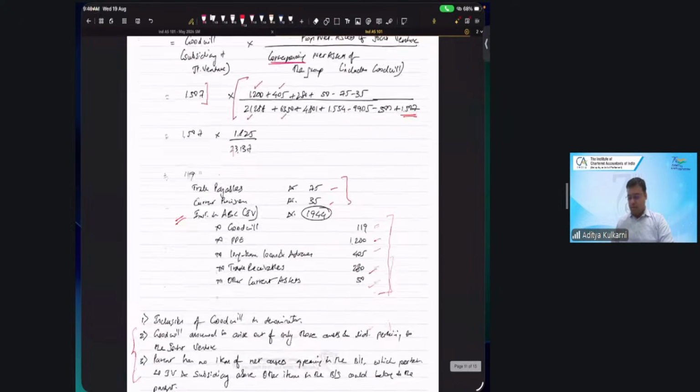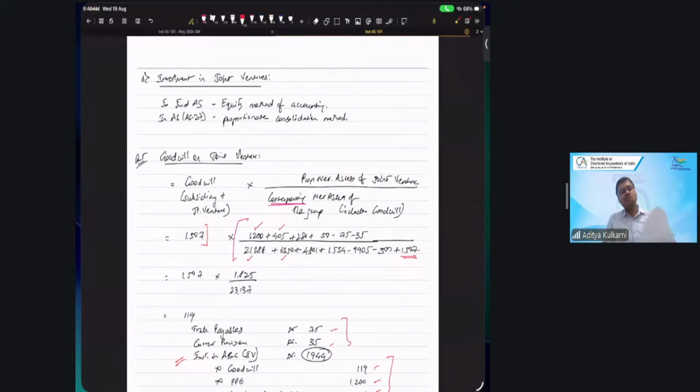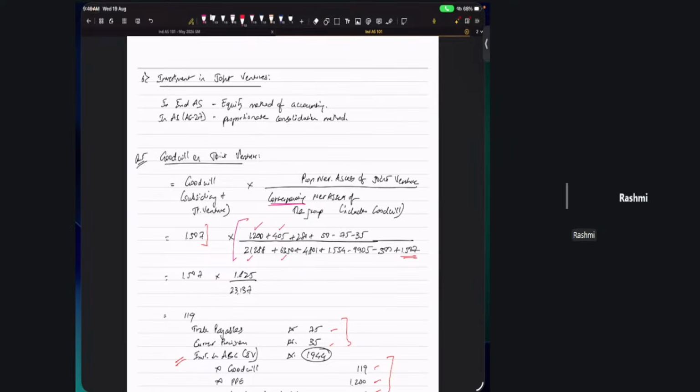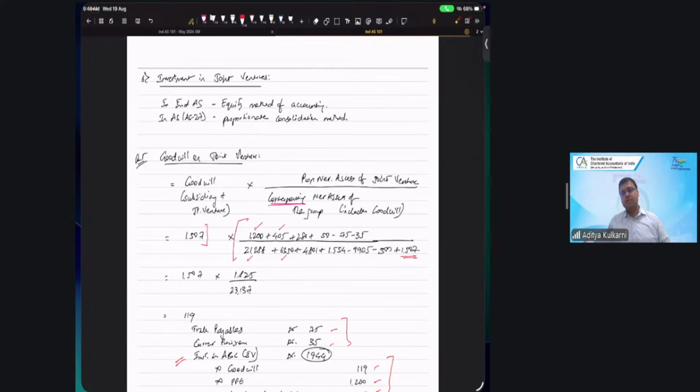So that is about joint ventures. Simple, but a little bit important. Next. We don't have time to do a lot of questions, but nonetheless.